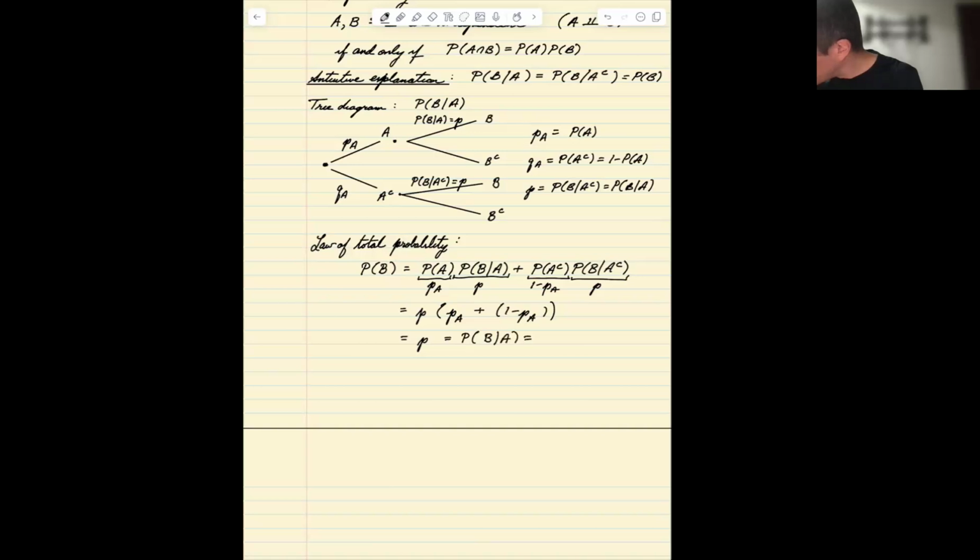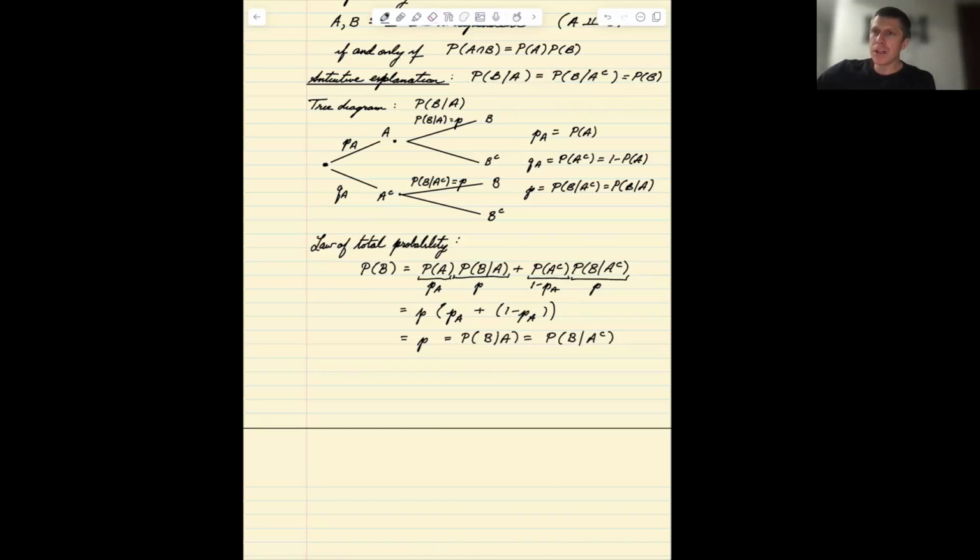probability of B by assumption, probability of B given A or probability of B given A complement. So that's a proof using the law of total probability that when the conditional probability of B given A is equal to the conditional probability of B given A complement, then those conditional probabilities have to be equal to just the probability of B.